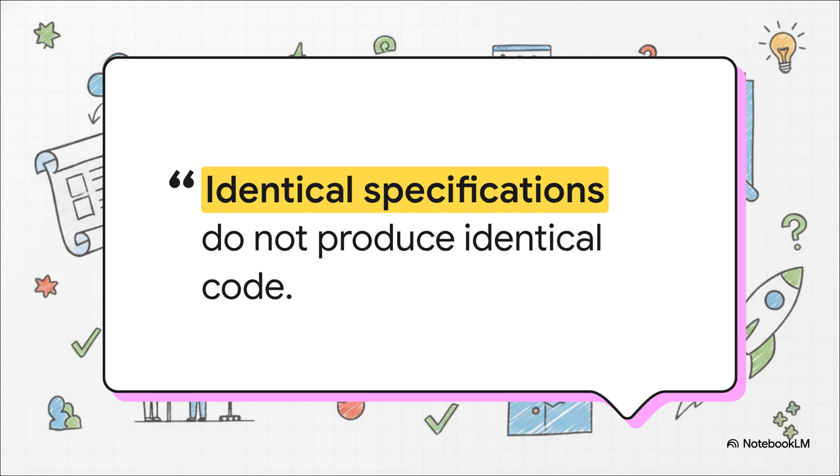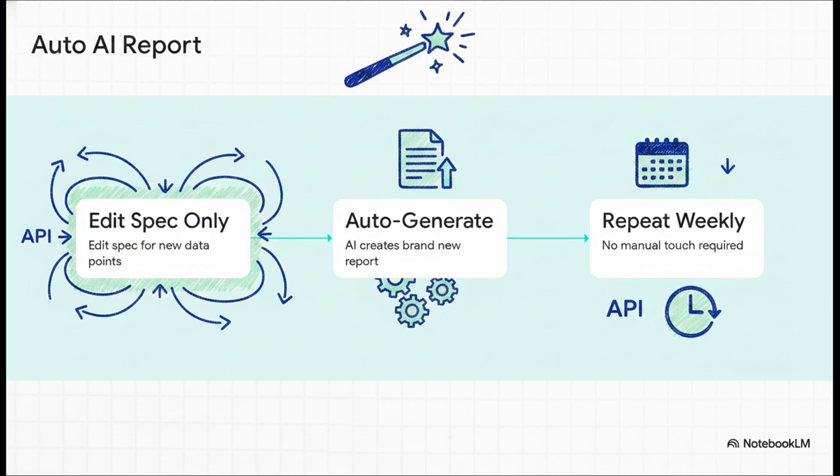Identical specifications do not produce identical code. If you ask an AI to implement the exact same spec twice, you are going to get functionally equivalent but syntactically different results. Things like variable names might suddenly change, or helpful comments might just disappear. For a live production system, this means every single regeneration creates a massive, totally unpredictable changelog, which makes debugging an absolute nightmare. But for the right task, it's pure magic.